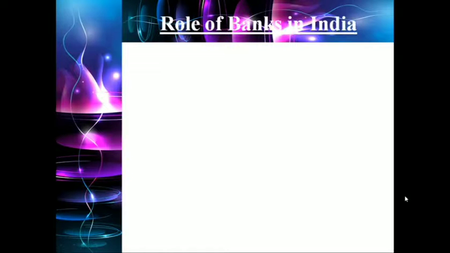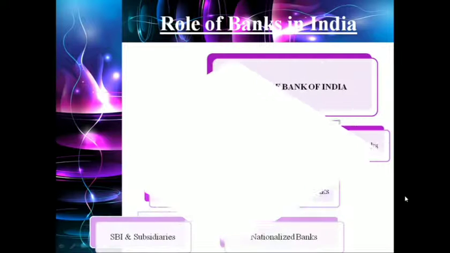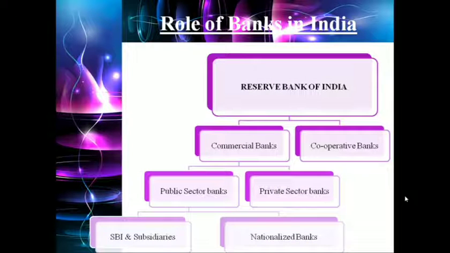So let's now talk about the banks in India, the roles of banks in India. Before that, we should know the hierarchical structure of banking in India. The Reserve Bank of India is the head of all banking institutions in India. RBI is the apex body, under which we have two categories: commercial banks and cooperative banks. Under commercial banks, we have both public sector banks and private sector banks. Public sector banks are those which are owned and governed by the government, while private sector banks are those where the ownership is in the hands of private partners. So this is with regard to the basic structure of banking.